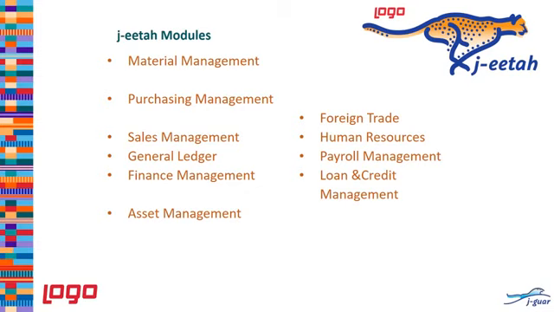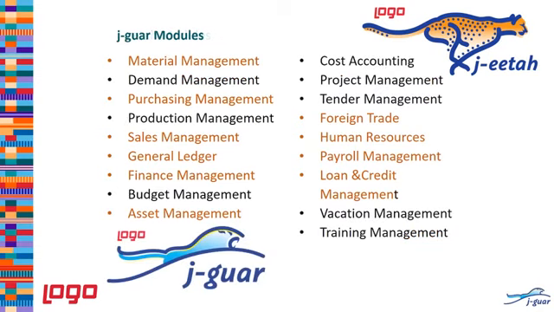So when we are talking about j-guar, it is the addition of the blacklisted modules to the application. So a little bit more sophisticated modules will be listed, more users, bigger enterprises will be coming down here. So demand management, production management, budget management, cost accounting, project management, tender management, vacation, and training management are listed.